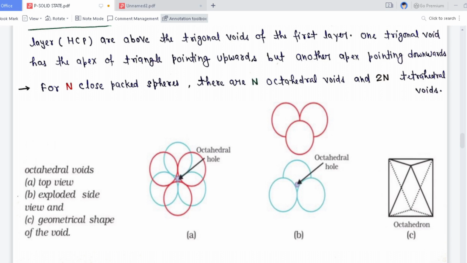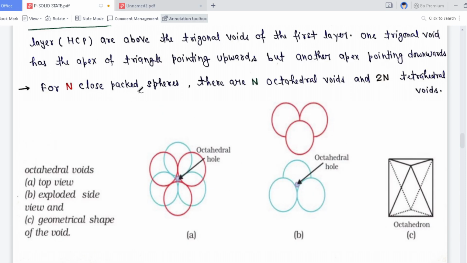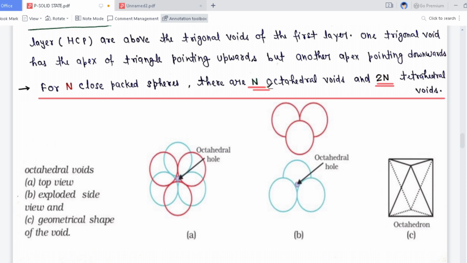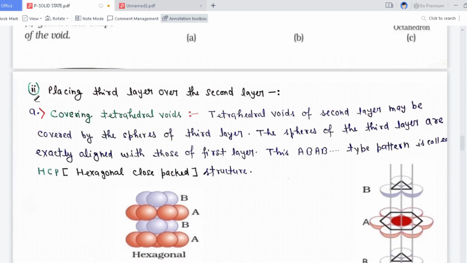Now next up, this is important, make sure you remember this. For n closed packed spheres, there are n octahedral voids and 2n tetrahedral voids. This is very important. There are always n octahedral and 2n tetrahedral voids. Okay, so remember, right? Moving on to the next one.